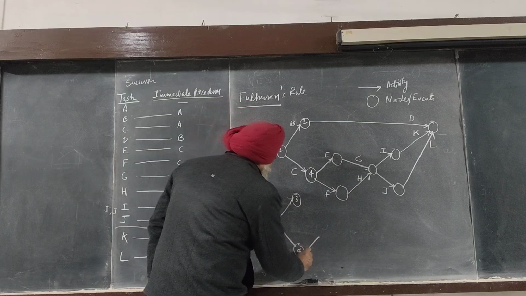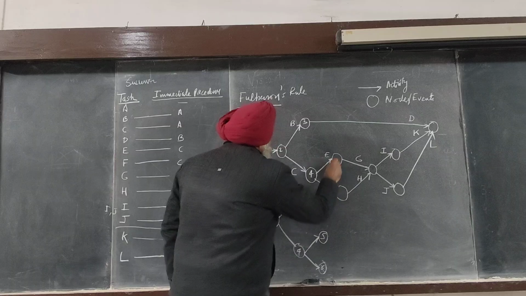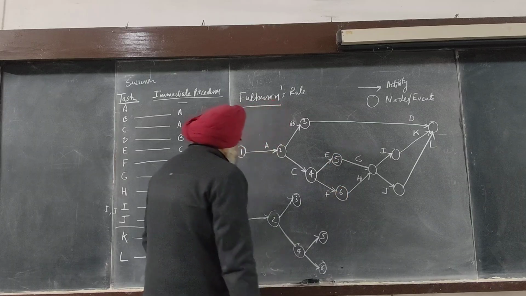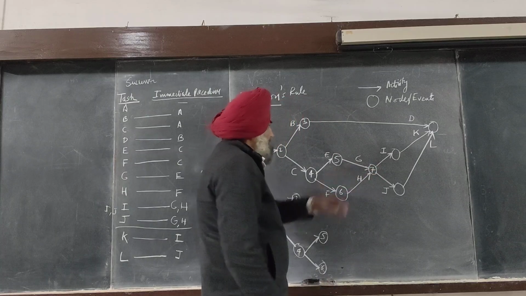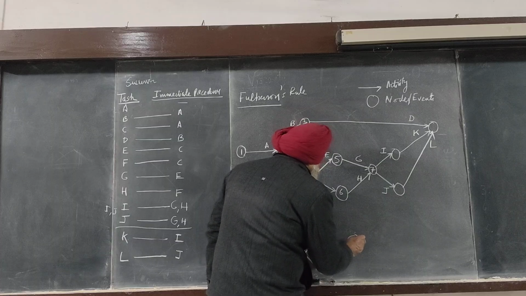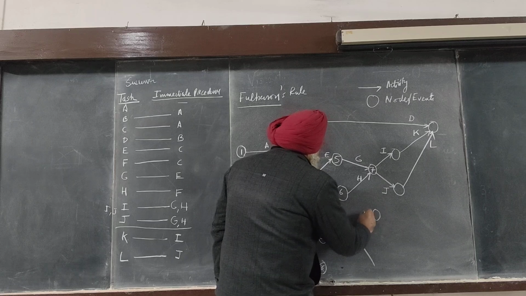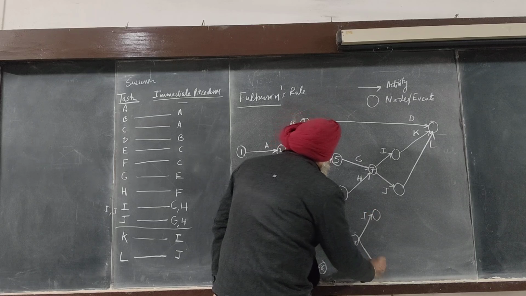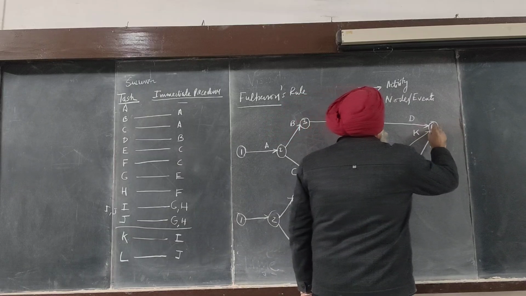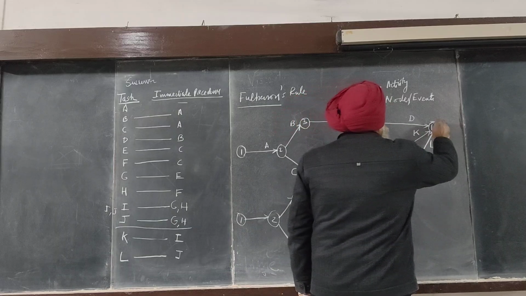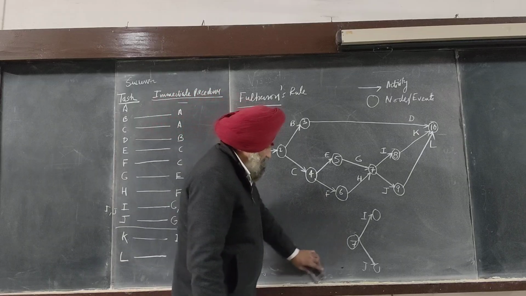From 4, again 2 activities are taking place. I number them 5 and 6. Again choose 5. When choosing 5, this becomes 7. From 7, again 2 activities, I and J, are taking place. I number them 8 and 9. Finally, this is 10. This is the way you can number it. This is called Fulkerson's rule.